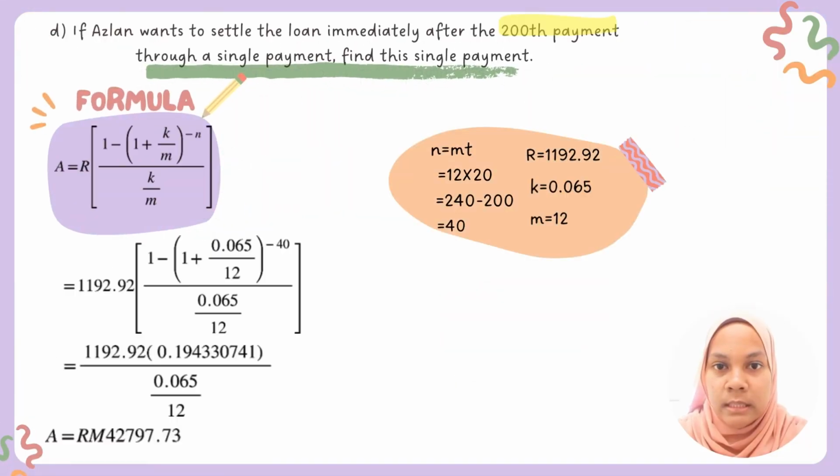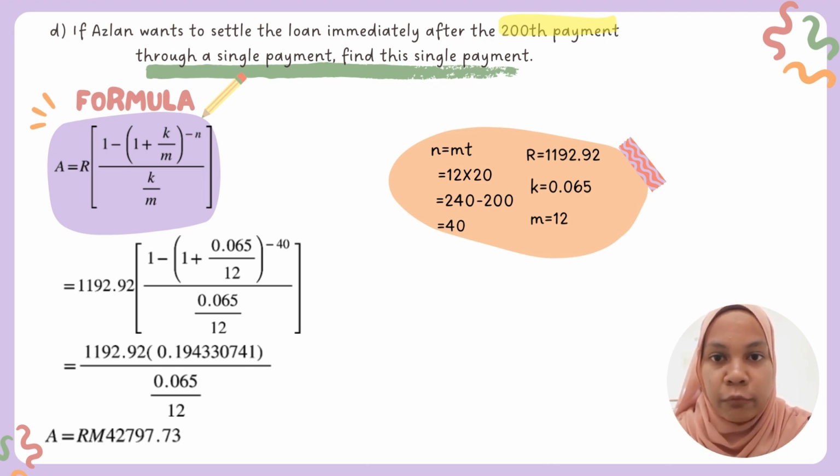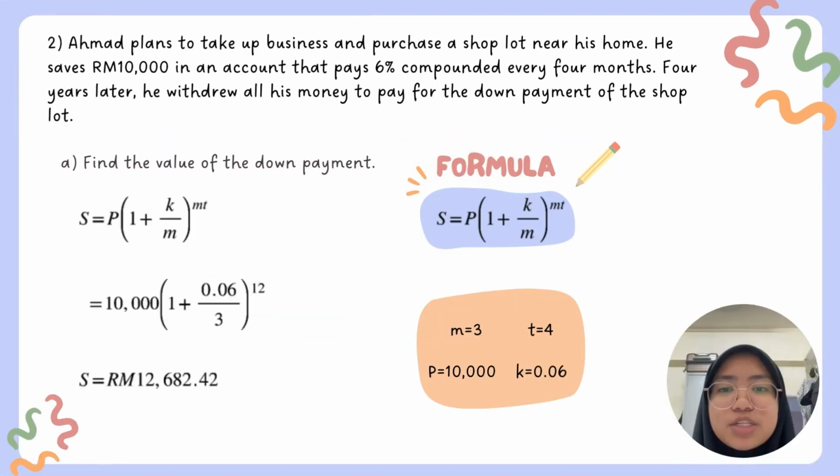Last one is 1D. If Azlan wants to settle the loan immediately after the 200th payment through a single payment, find this single payment. For this question, we have to use the formula A equals R, in bracket, 1 minus (1 plus K over M) to the power negative N, divided by K over M. So N equals MT, so 12 times 20 will be 240. So you have to subtract 200 because Azlan has paid for the 200 payments. So the last answer A will be 4297.73.